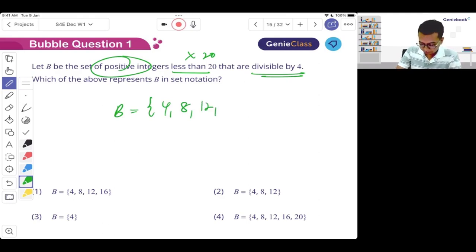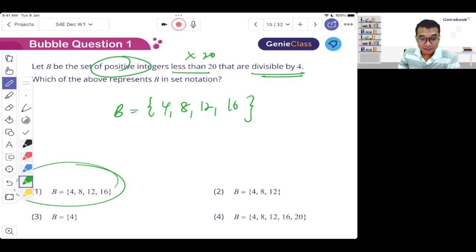So 4, 8, 12, 16, and then we don't include 20 because it excludes 20. It is less than 20. So there you go. 4, 8, 12, 16. Okay, very, very simple. There was a student who actually chose option 2, so you didn't include your 16 for that one. And I also had 1 student who chose option 3.